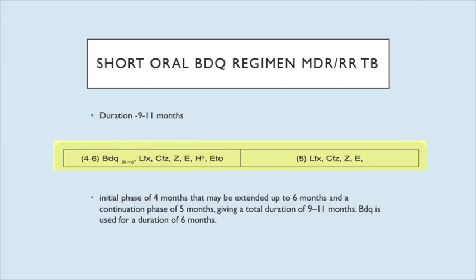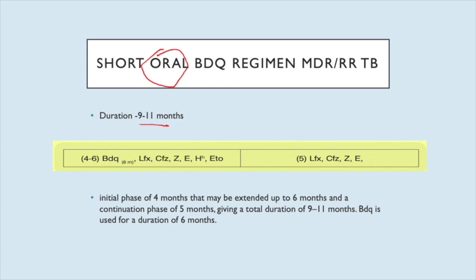So this is how the shorter regimen looks like. The duration will be 9 to 11 months. It's a completely oral regimen. First 6 months bedaquiline is included. After 6 months bedaquiline is taken off. Levofloxacin, clofazimine. In shorter regimen, pyrazinamide, ethambutol, INH high dose and ethionamide continue. But for the next 5 months, levofloxacin, clofazimine, pyrazinamide and ethambutol are given.